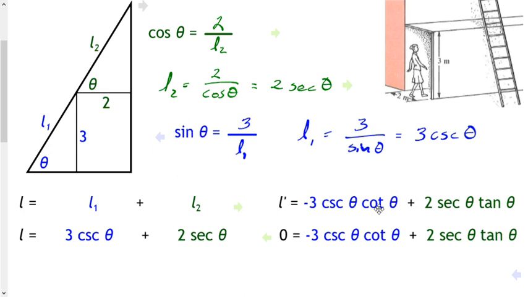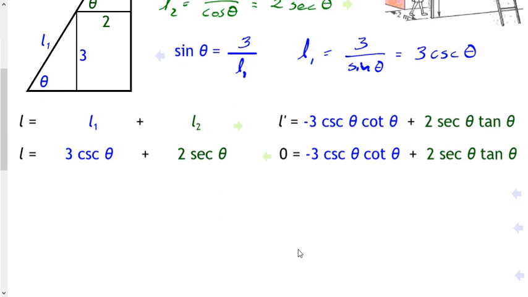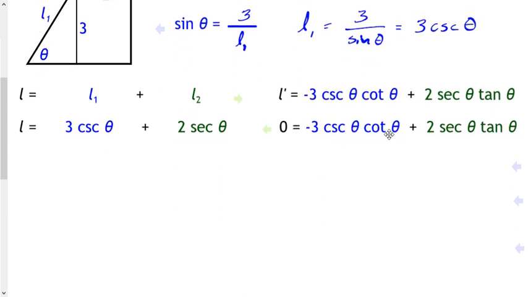And the derivative of secant theta is secant theta tangent theta. So there's my first derivative, which I will set equal to 0 in order to determine values of theta where I'll have a minimum or a maximum.